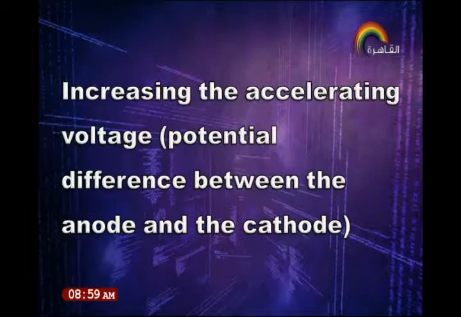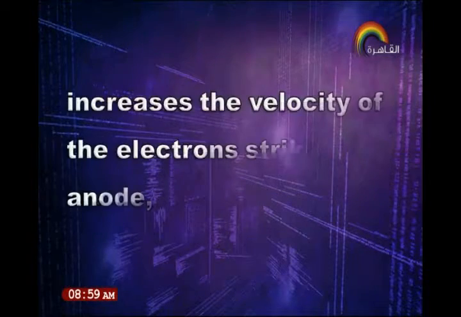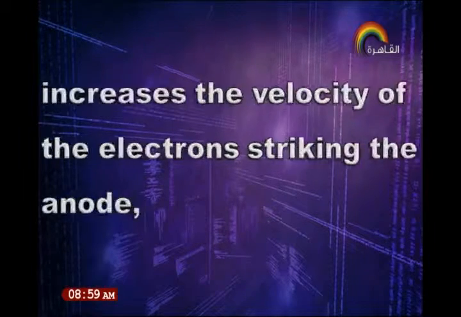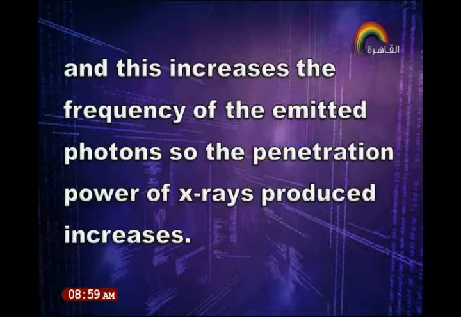For example, increasing the accelerating voltage, increasing the potential difference between the anode and the cathode, increases the velocity of the electrons striking the anode. We call them bombarding electrons. And this increases the frequency of the X-ray photons emitted. So the penetration power of the X-rays produced increases.